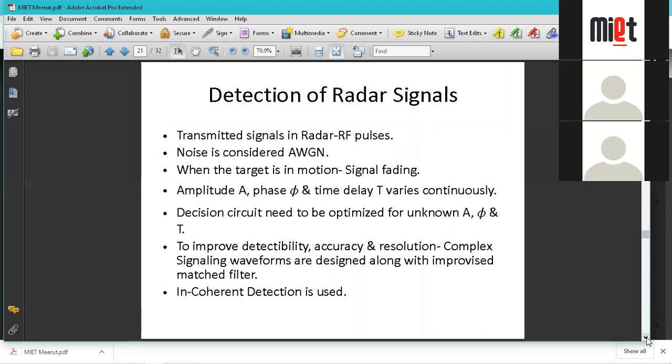Now, how is it possible? Probably it is possible through an improvised matched filter. The question arises, how can we improvise the matched filter? What is it that we missed in the matched filter? Another detection issue is incoherent detection, where the phase at the receiver side might be different from the transmission side. Let's please go to the next slide.